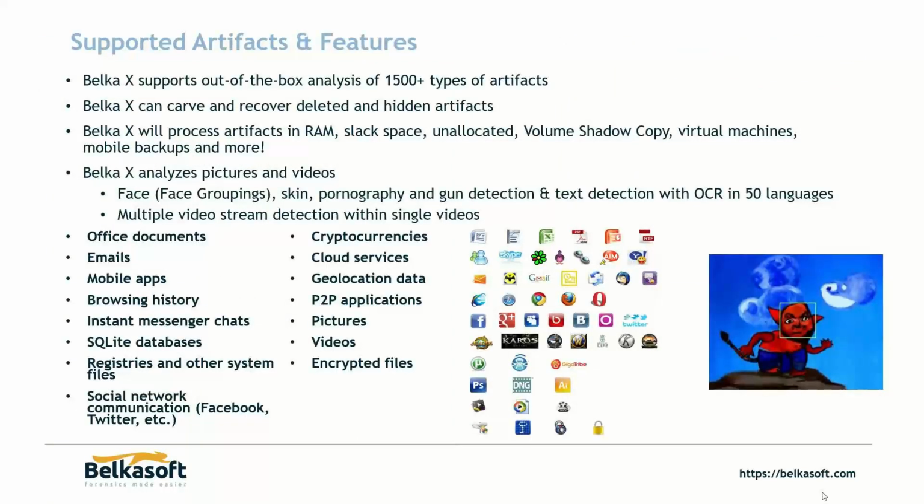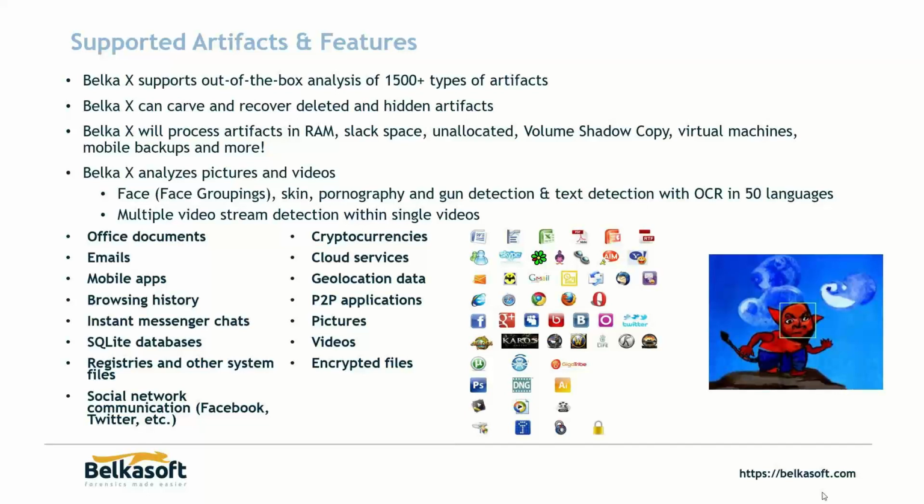Out of the box, we support over 1,500 different types of artifacts. We have the ability to carve for free list in the SQLite database, so if something has been marked for deletion, it is listed as free list within the product. We also support write-ahead logs, journal files, and so on, as well as the ability to carve slack space, unallocated space, volume shadow copies, and, as I mentioned before, virtual machines.